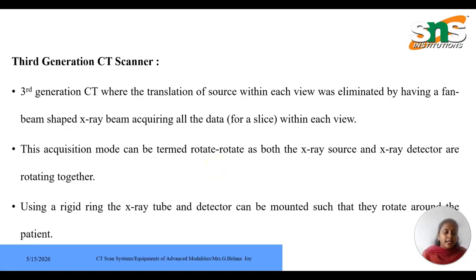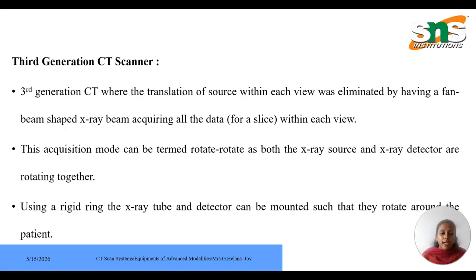Hi all, it is the continuation of the previous video. Coming to the third generation CT scanner. The third generation CT uses the rotate-rotate type geometry, where the translation of the source within each view is eliminated by having a fan beam shaped X-ray, which acquires all the data within each view.